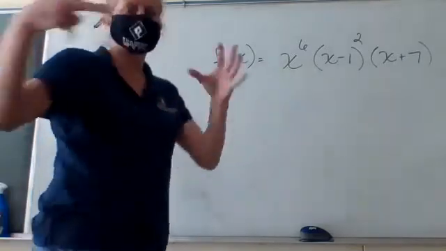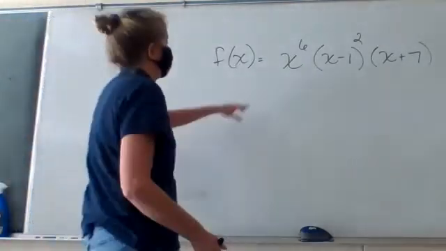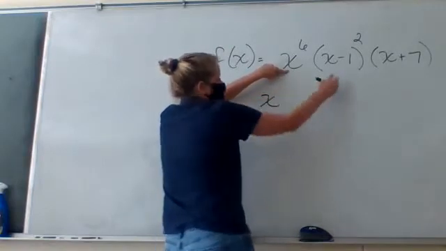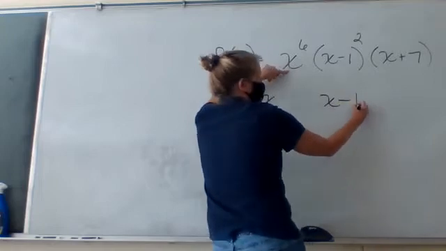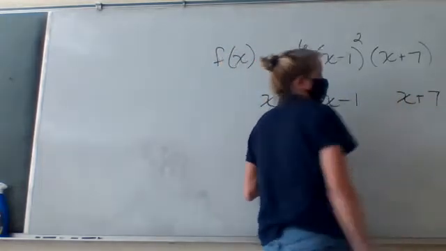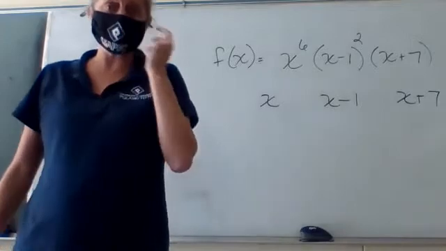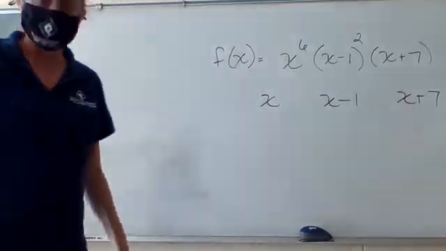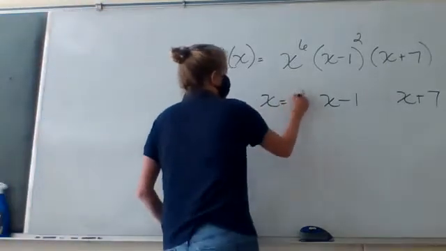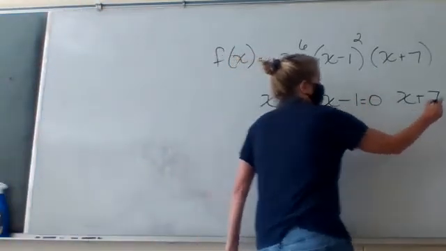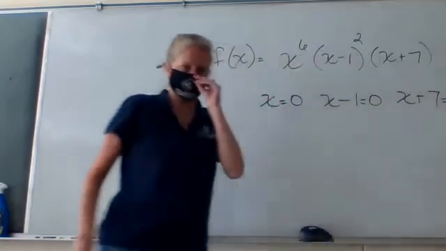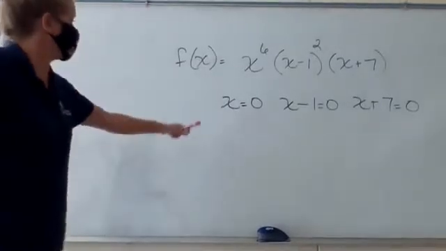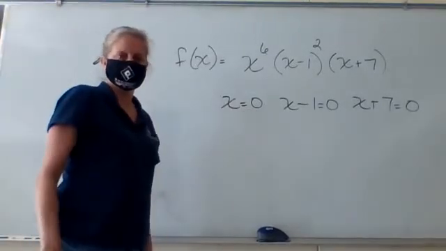So we have 3 different factors. My first factor is x, then x minus 1 and x plus 7. You're going to set each of those equal to 0 to find your zeros. Set that one equal to 0, that one equal to 0, and that one equal to 0. And solve them for x. This one's already solved for x, so I'm done with that one.